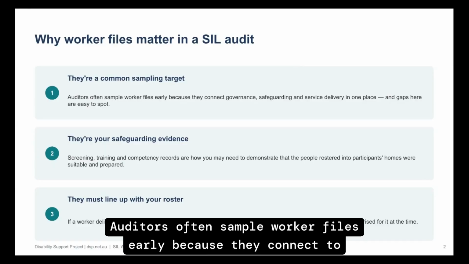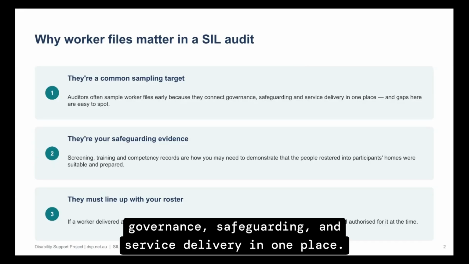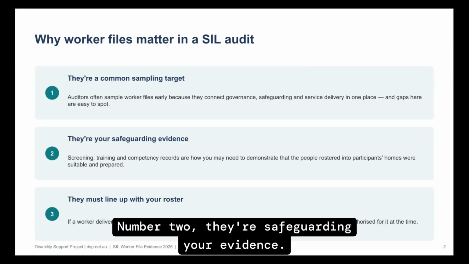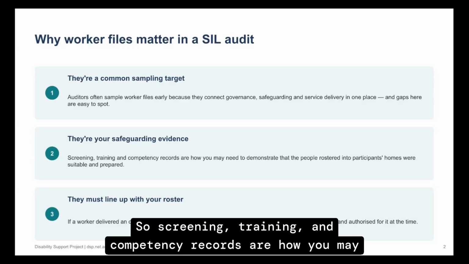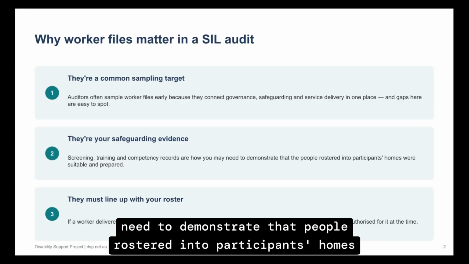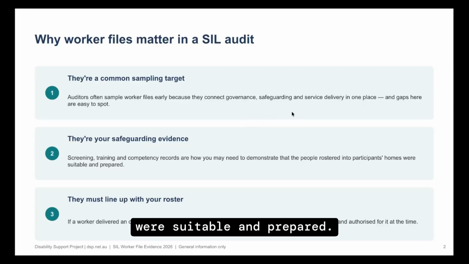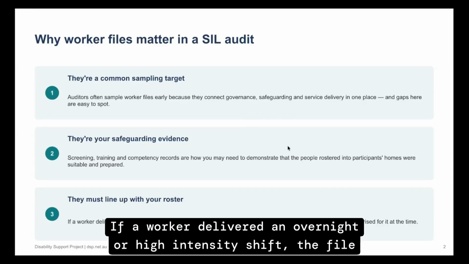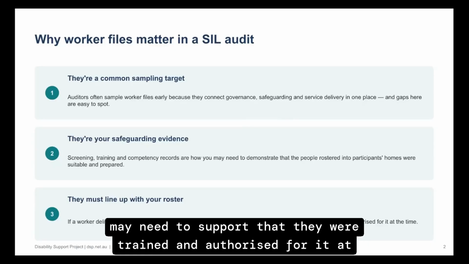Auditors often sample worker files early because they connect governance, safeguarding, and service delivery in one place. And gaps here are easy to spot. Number two, they're your safeguarding evidence. So screening, training, and competency records are how you may need to demonstrate that people rostered into participants' homes were suitable and prepared. Number three, they must line up with your roster. If a worker delivered an overnight or high intensity shift, the file may need to support that they were trained and authorised for it at the time.